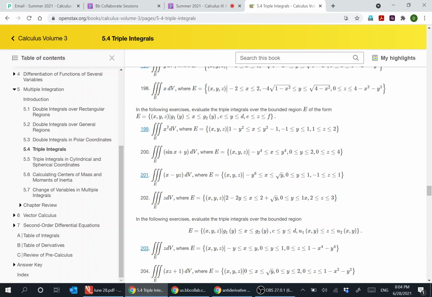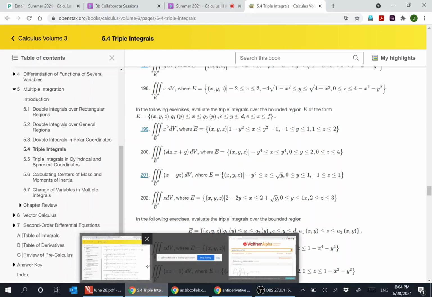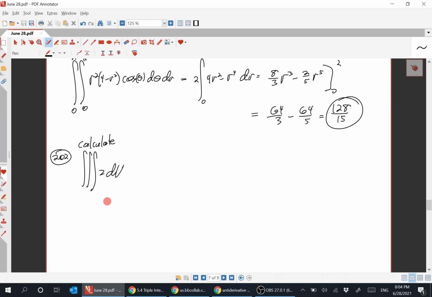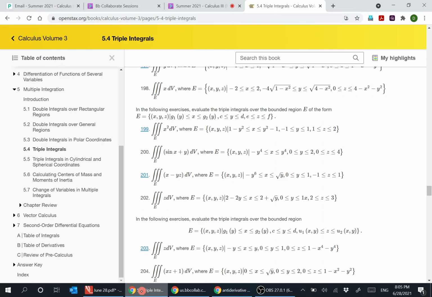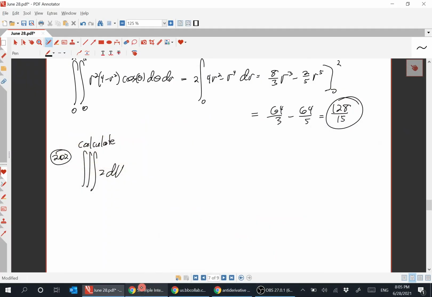2 minus 2y is less than or equal to x is less than or equal to 2 plus square root y. Right here, this is supposed to be a 1, not an x. Not 1x, it's just supposed to be a 1. So that's a typo right there. Okay, so 2 minus 2y. So it should be written the other way around. So 0 to 1 for y, 2 to 3 for z.